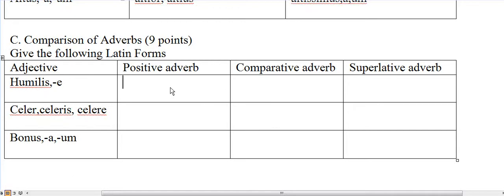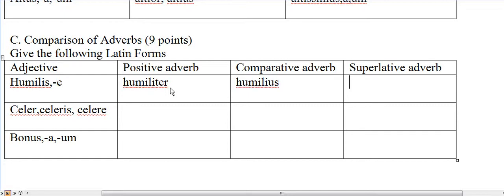Now you're going to compare adverbs. I will give you the positive adjective. You have to give me the positive, comparative, and superlative adverb. Humilis. So this is is with an E. This is third. And you have to know that the positive adverb for the third, you add ITER to the stem. The comparative form is just the same as the neuter would be for the adjective, IUS. So for most of them, you just take the stem and you add IUS.